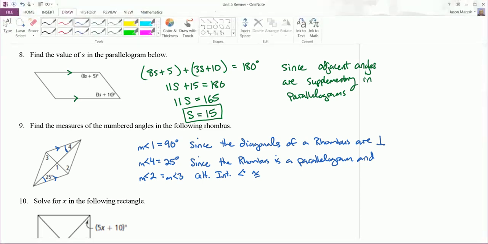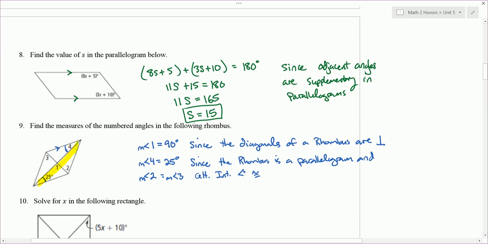If we look at the bottom half of the rhombus here, notice it's an isosceles triangle because those two lengths are the same, and so both the base angles are going to be 25 degrees, and so we can find this third angle by 25 plus 25 plus x is 180, because the sum of the three angles in a triangle add up to 180. Subtract 50 from both sides and you get x is 130.